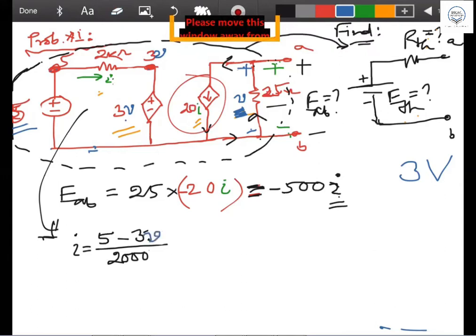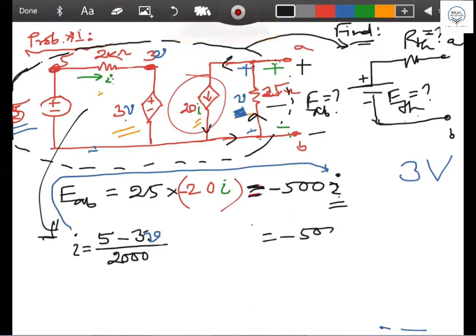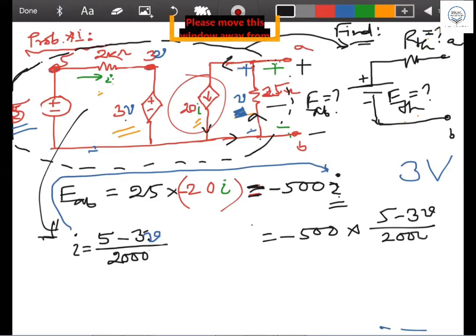Now you substitute this I into this equation, and what you get is 500 into I, means 5 minus 3V divided by 2000. Now 2000 cancels out. What is the value? Hey, what is this? 4, isn't it? You understand it? Yes, sir.